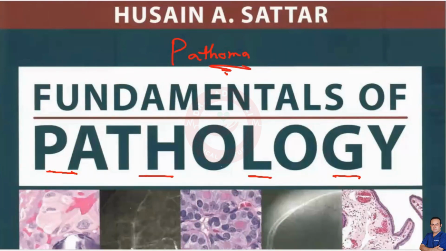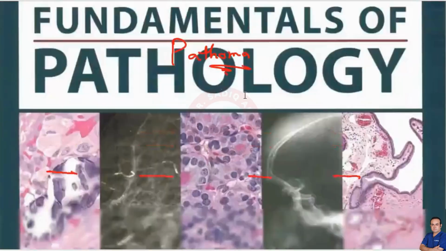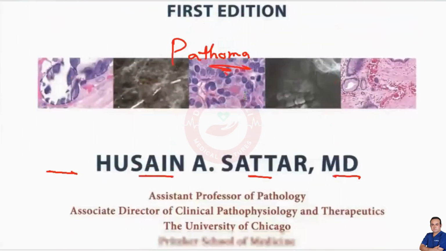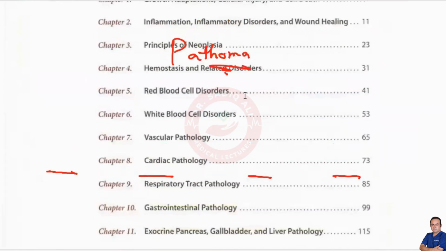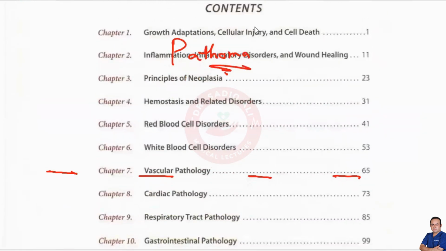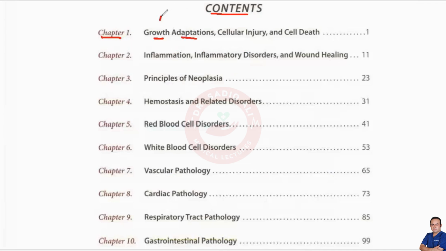So straightforward, now we are going toward what is Pathoma and what is pathology, and what we will discuss in this book. Let me tell you something about its contents. The first chapter we will discuss in greater detail is growth adaptation, which is very important. This topic carries a lot of basic concepts regarding pathology.